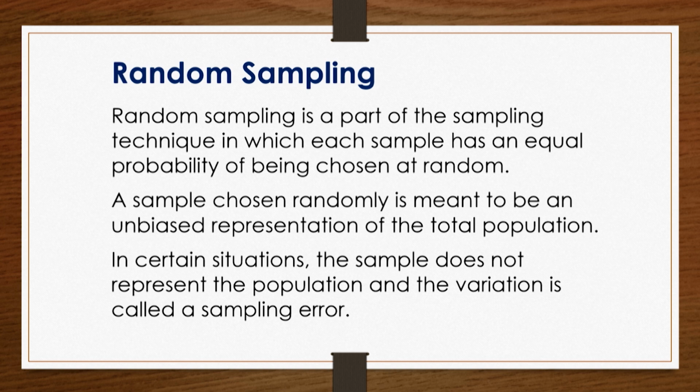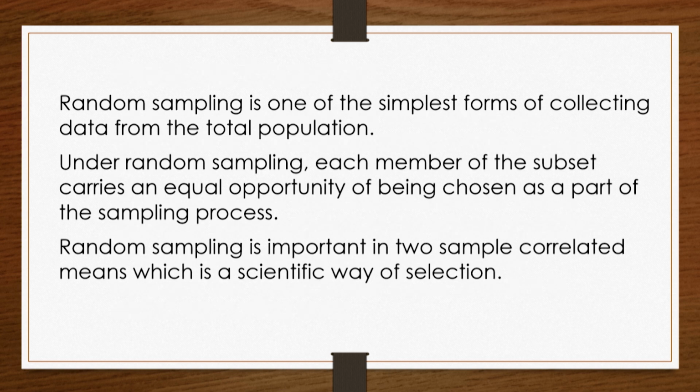In certain situations, the sample does not represent the population and the variance is called a sampling error. Random sampling is one of the simplest forms of collecting data from the total population. Under random sampling, each member of the subset carries an equal opportunity of being chosen as a part of the sampling process. Random sampling is an important technique in two sample correlated means, which is a scientific way of selection.